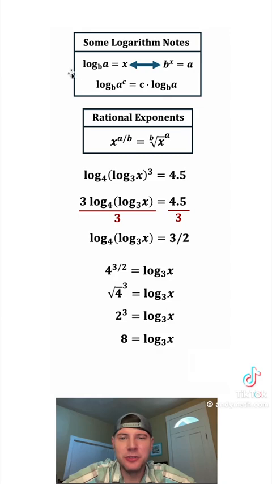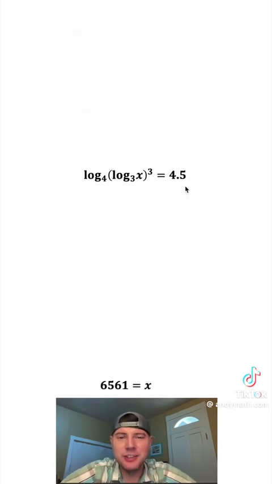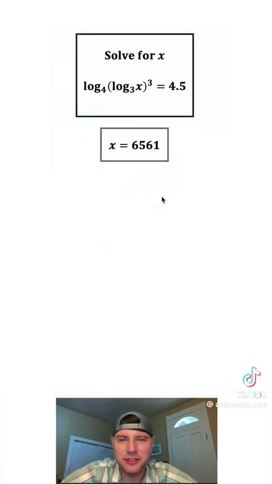And now we're ready to do these notes again. This to the power of this equals this. So this to the power of this will equal this. We have 3 to the 8th power is equal to x. And 3 to the 8th power is 6561. This is the answer to our question. In this equation, x is equal to 6561. Let's put a box around it.